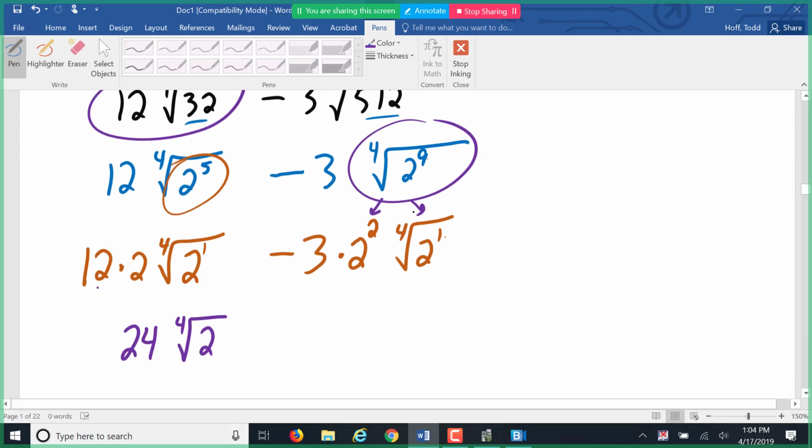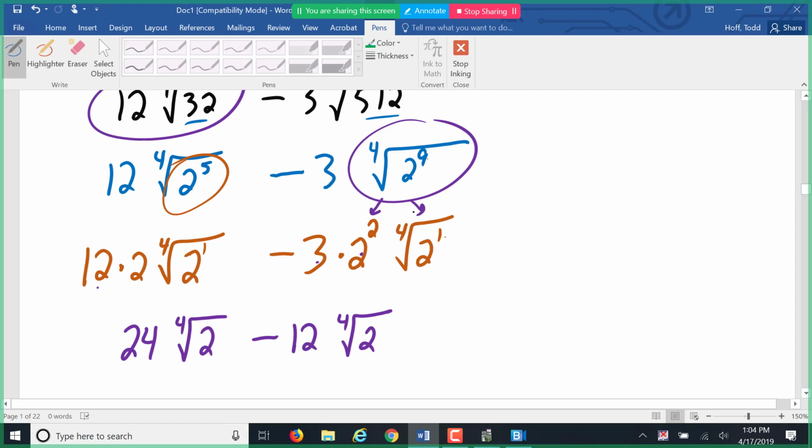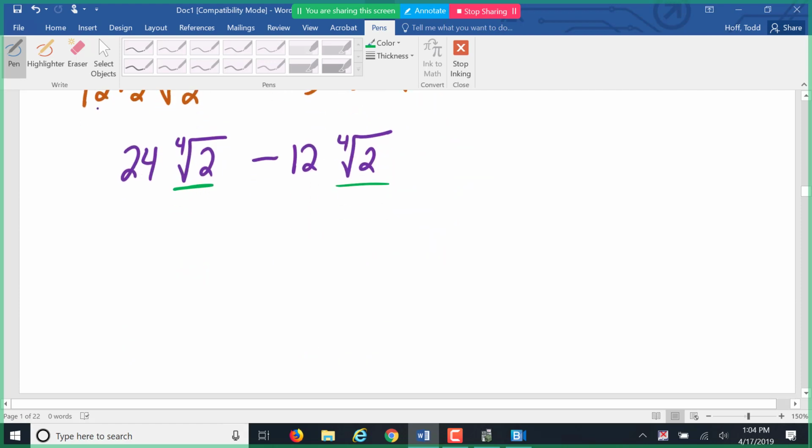Okay. So 3 times 2 squared is 4 times 3 is 12 times the fourth root of 2. Now, of course, we see that these are the same name. They're both fourth roots, and they have an object of 2. So 24 minus 12 is 12 fourth roots of 2. Does that make sense?